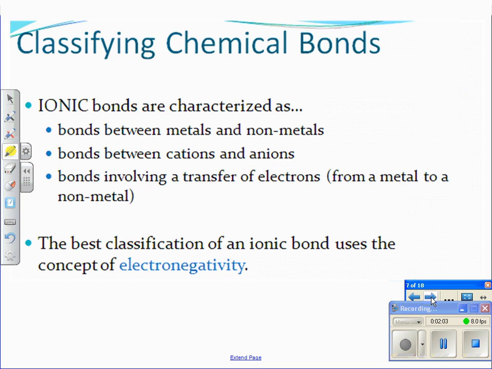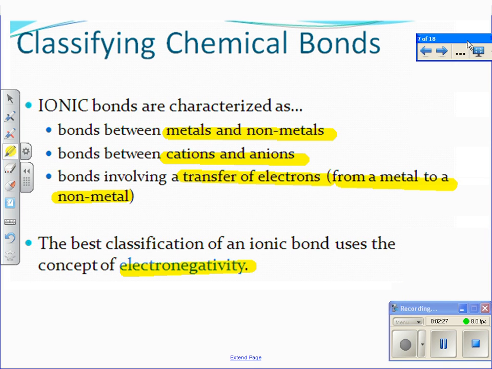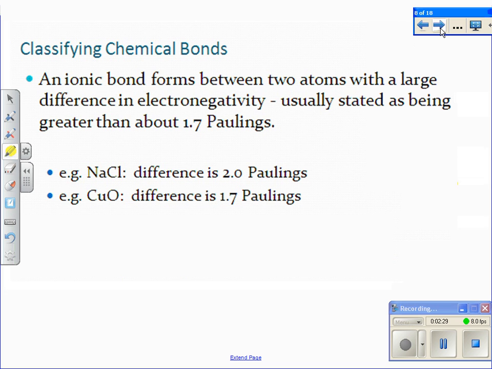Ionic bonds, remember, are metal to nonmetal, cation and anion. They involve a transfer of electrons. So one electron is given up from a metal. The electron, or more than one electron, goes to a nonmetal. We basically use the concept of electronegativity to classify ionic bonds, but at its fundamental, simplest, an ionic bond is between a metal and a nonmetal. Then you go to where you can figure out using electronegativity values.